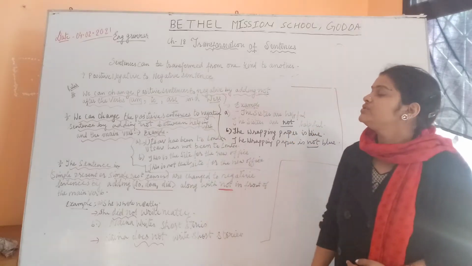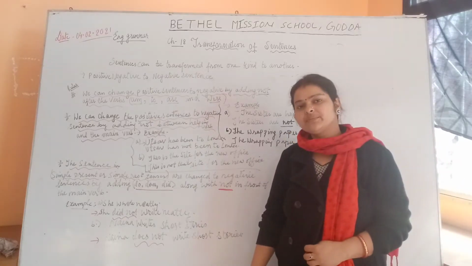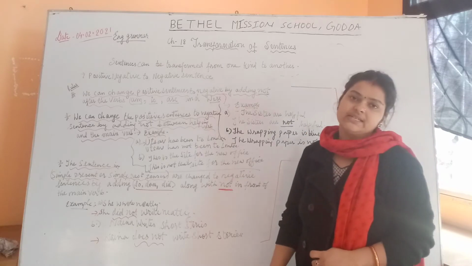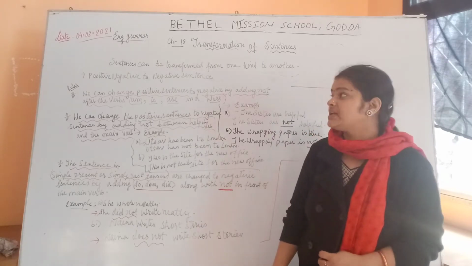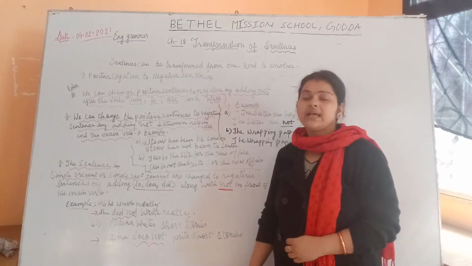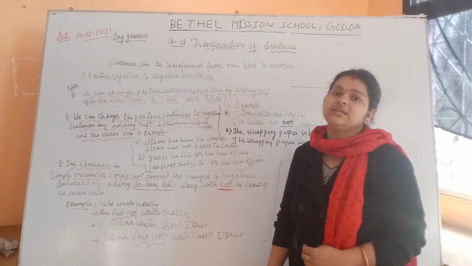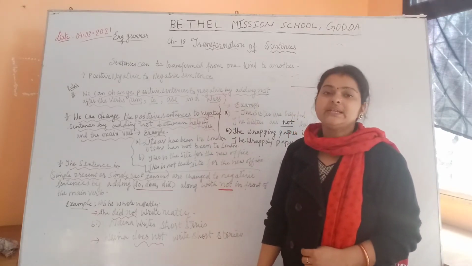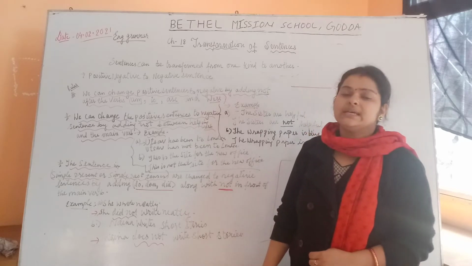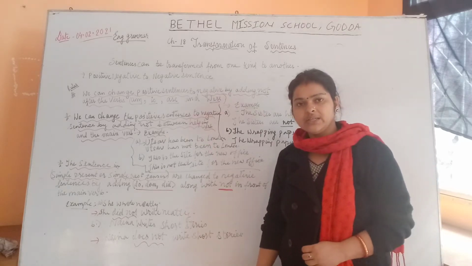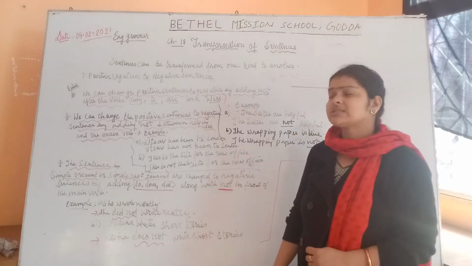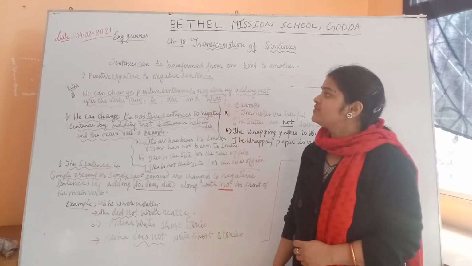Class, today I would like to discuss a new chapter, chapter number 18, Transformation of Sentences, from the English grammar book of class 5. Children, we have studied earlier that there are many types of sentences: assertive, imperative, declarative, positive, negative, and exclamatory.